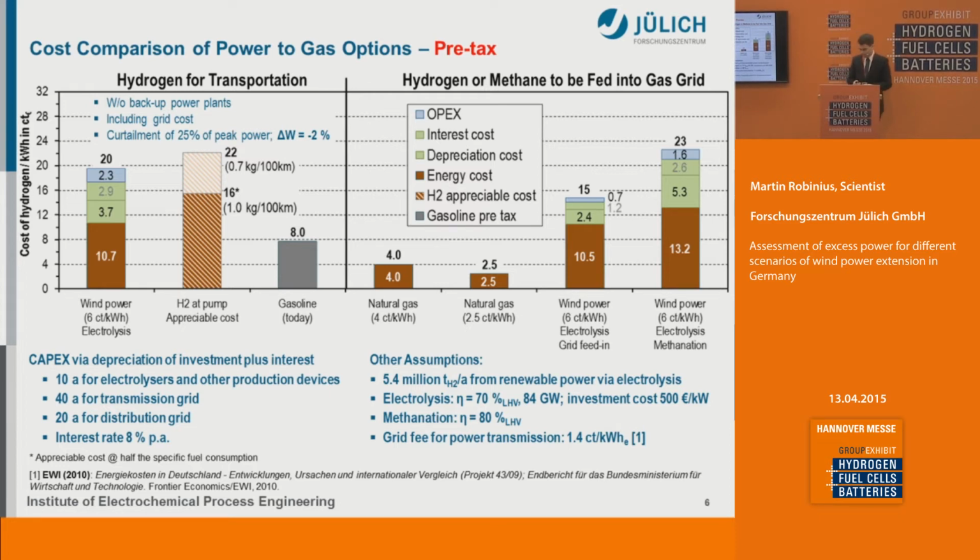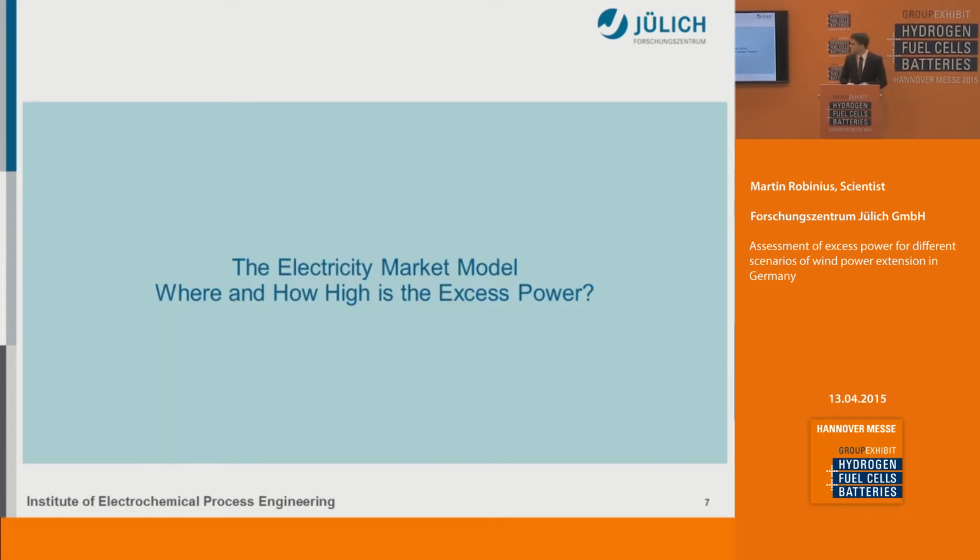Now we could see, all right, it is maybe a smart solution to take the surplus energy to electrolyzers and produce hydrogen, then go to a hydrogen pipeline grid and use the hydrogen in the fuel cell. But the question is, where should someone build the electrolyzer? Therefore, I can show you here an example where we can see where and how high the excess power is.